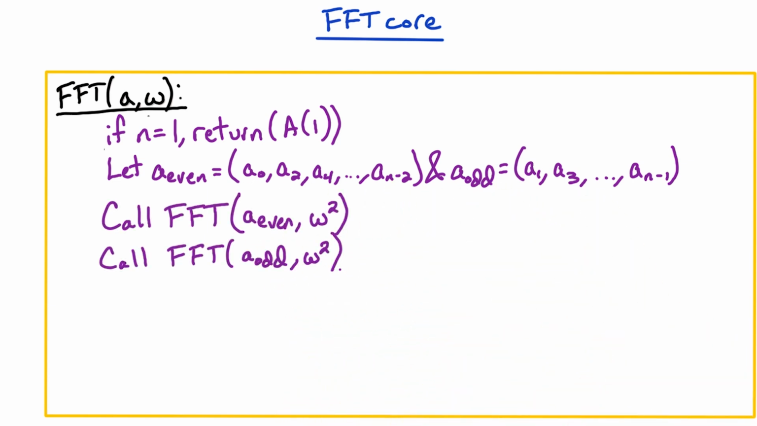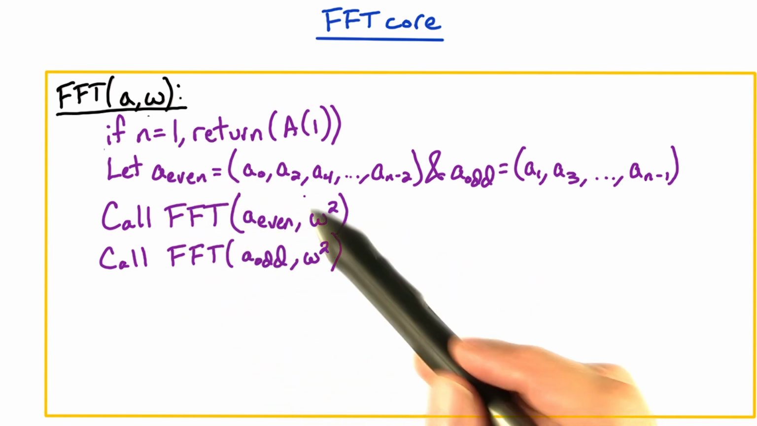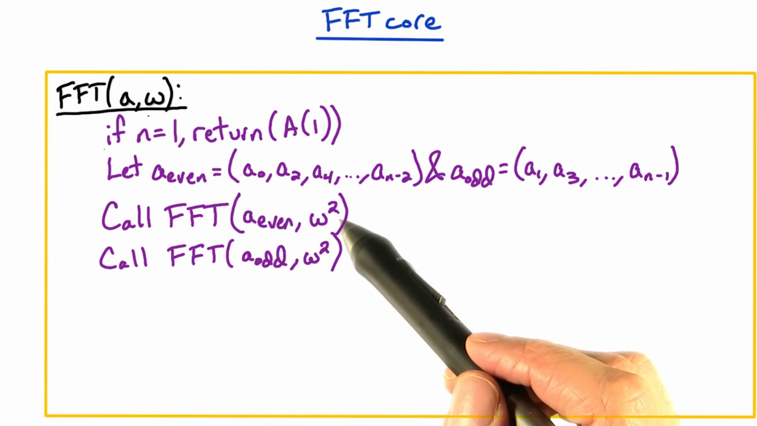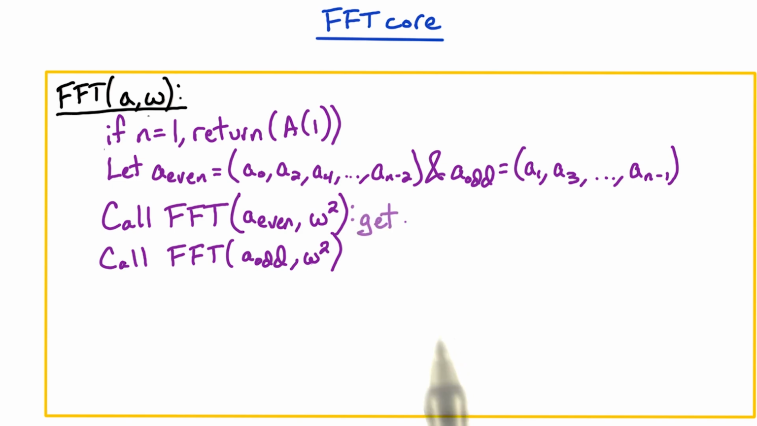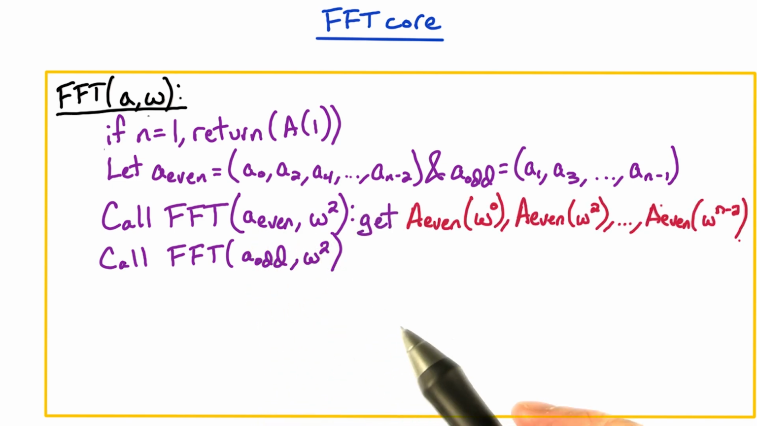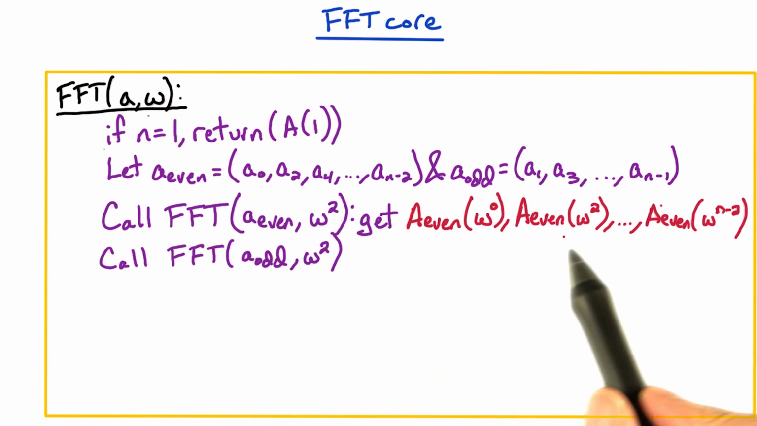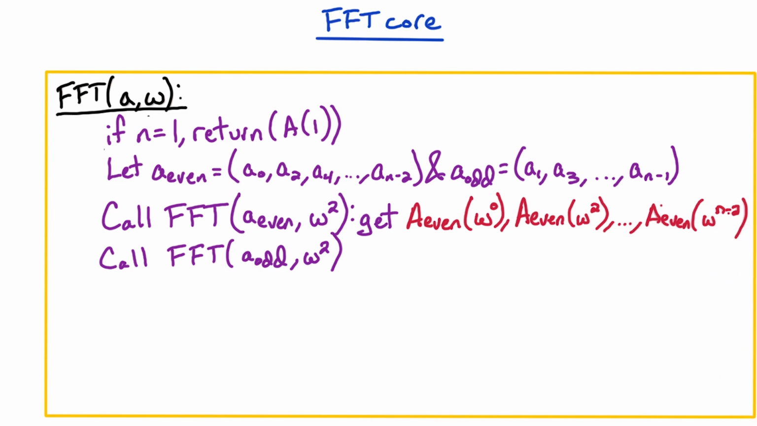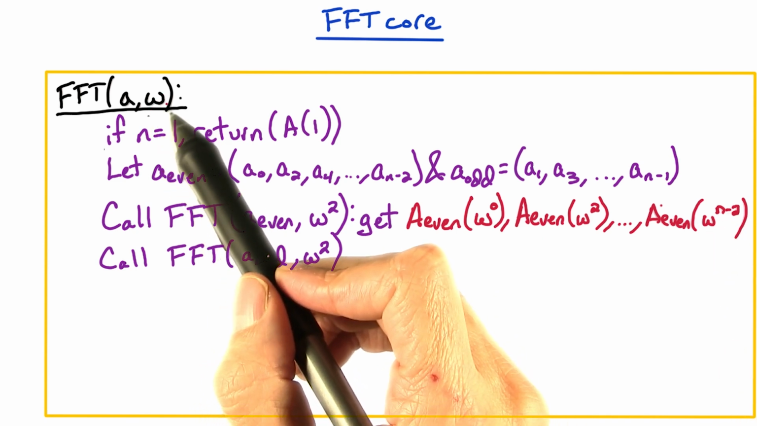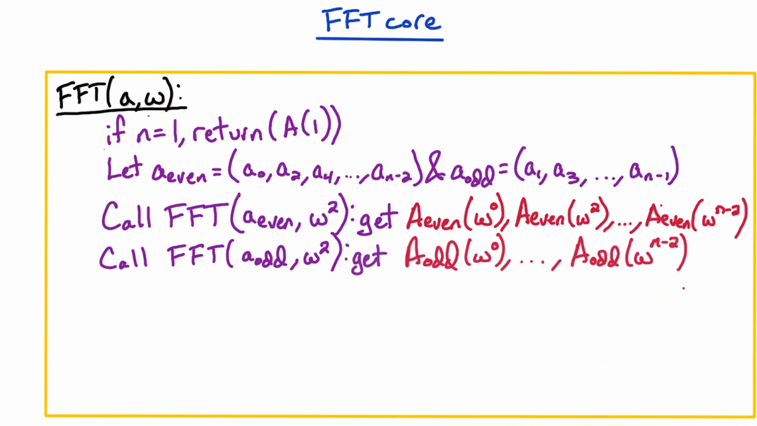Now we have our two recursive steps. We call FFT, this same algorithm, with the vector a even, and instead of omega, we use omega squared. And we also call FFT with a odd and also omega squared. What do we get back from this call? What we get back is a even at the squares of these endpoints, which are these n over 2 points: omega^0, omega^2, up to omega^(n-2). So if omega is the nth root of unity, then we get a even at the n over second roots of unity. And similarly, we get a odd at the n over second roots of unity.